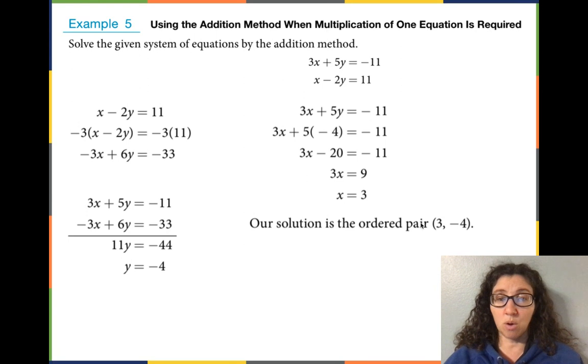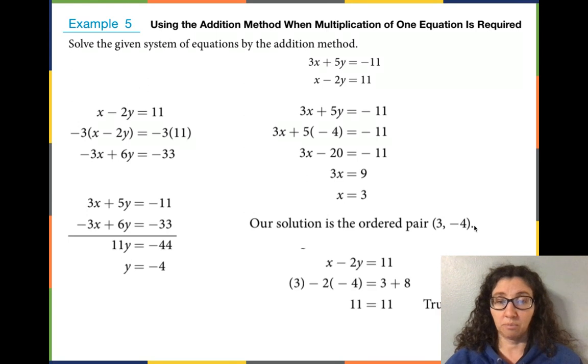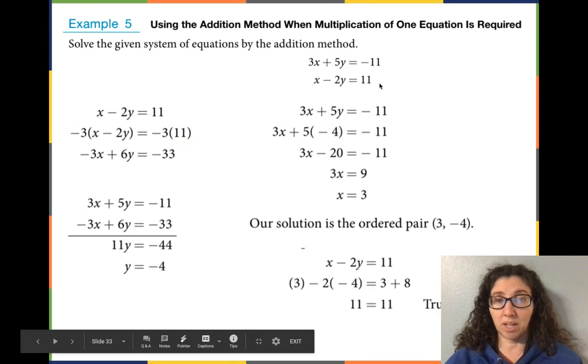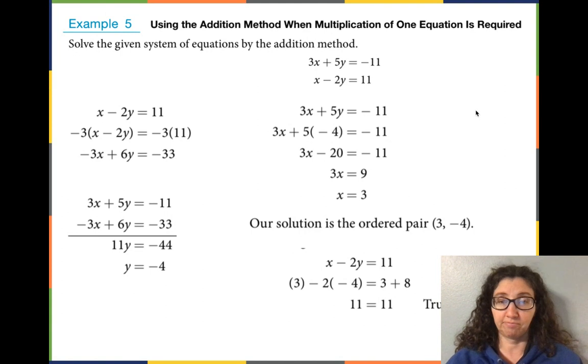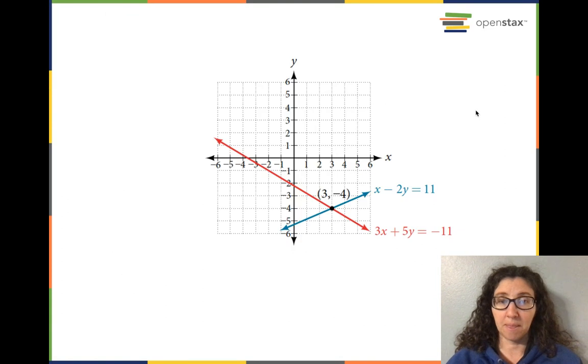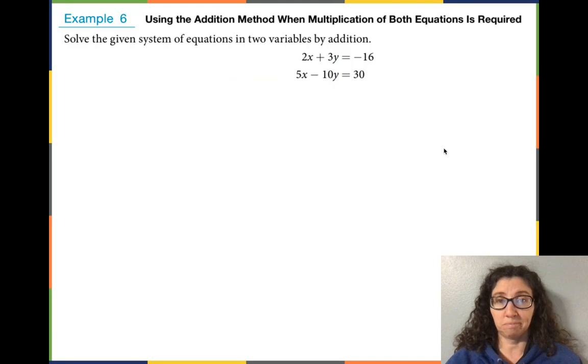All right, so we know our x and y pair. We can verify that it's true by plugging it into the second equation. And if we graph it, we can confirm, sure enough, those two lines intersect at 3, -4. All right, let's solve this by addition.